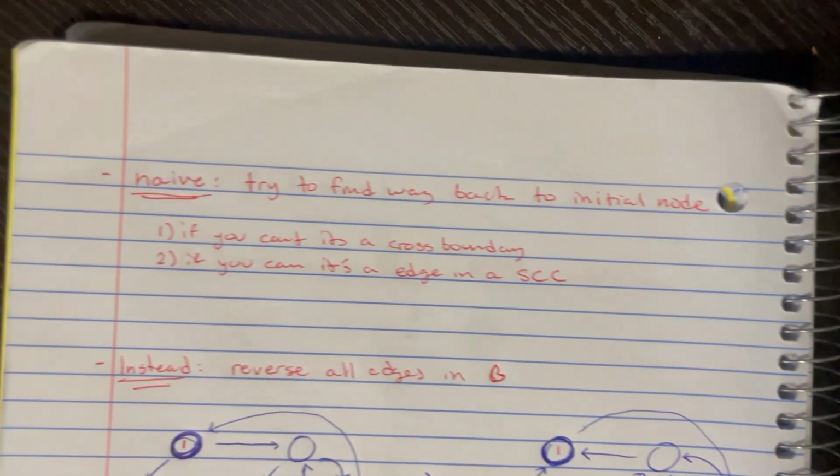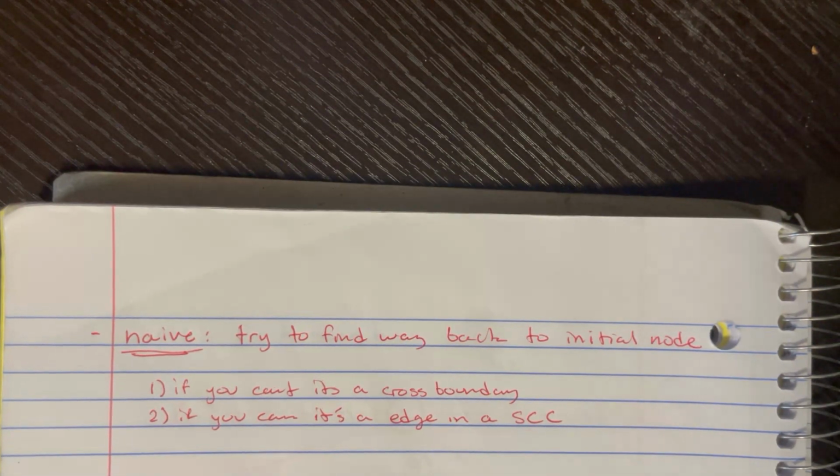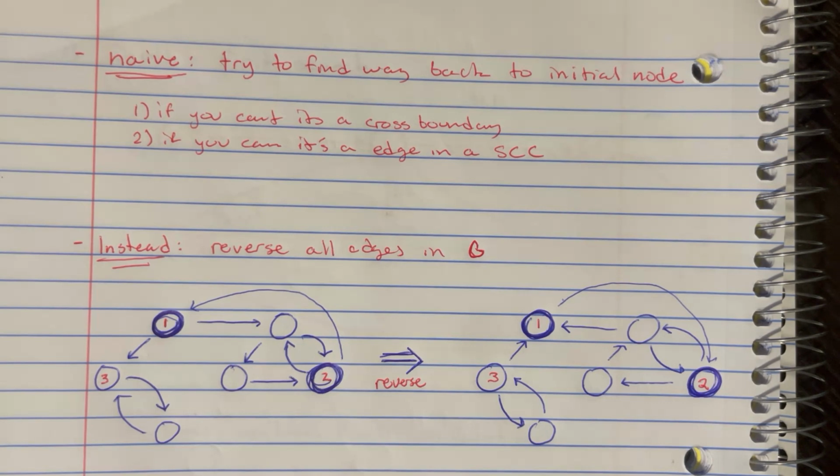So a naive way to approach this is to say, all right, we have some sort of initial node. From here, we're going to go through every single path, every walk within the graph, and see if they can somehow get back to our initial node. And if it does, then cool, we have an SCC, or it's part of an SCC group. And if they don't, then there is either within that node or its intermediates a cross-boundary edge. So this can work. It's going to be extremely slow though, and there's an easier way to do it, which is Kosaraju's algorithm. And that is essentially that we're going to reverse all edges in the graph.